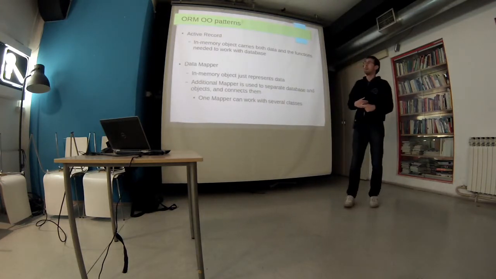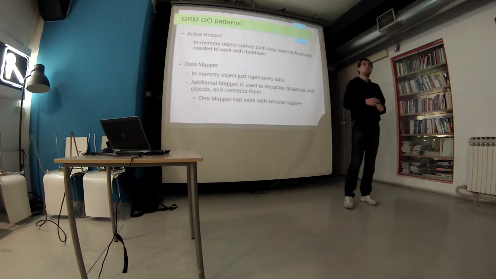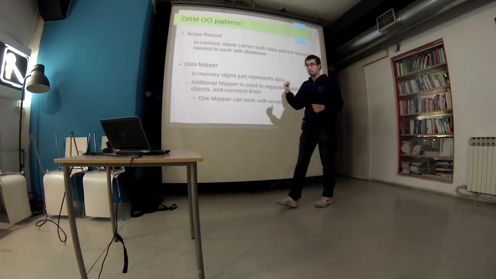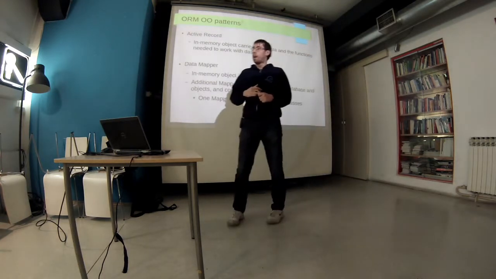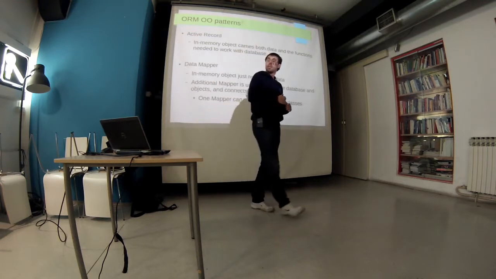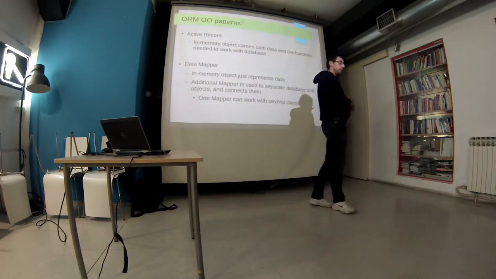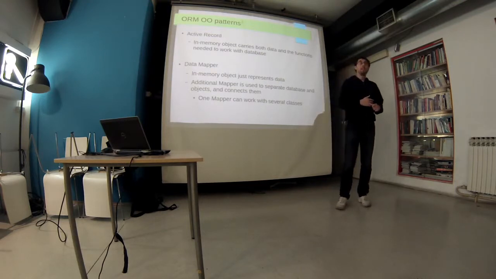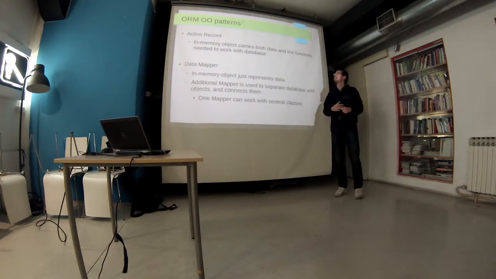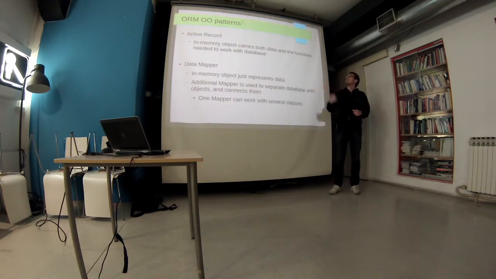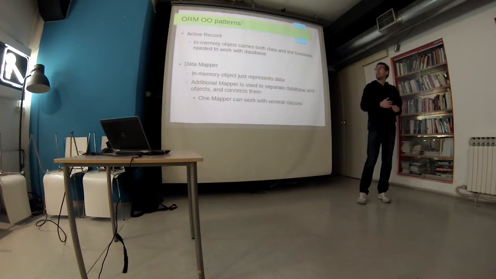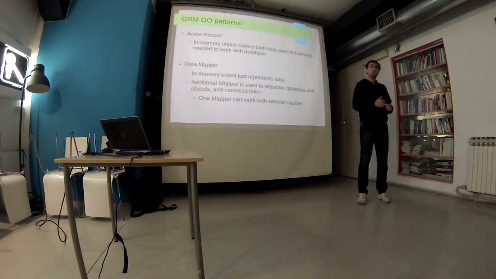Then we can talk to those who know a little bit more. So there are two main patterns used in ORMs. Martin Fowler, in his Patterns of Enterprise Application Architecture from 2003, that's a book, he wrote about object-oriented patterns, and he noticed that there are two main patterns when we're talking about ORMs. One is active record and the other one is data mapper.